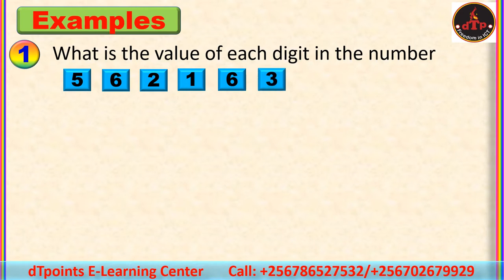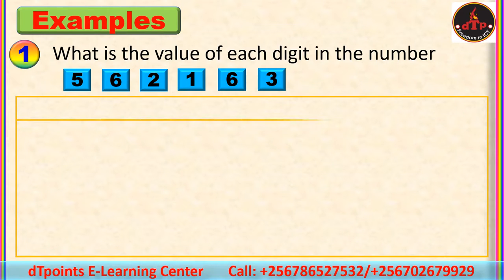Now our number is 562,163. That's our number. They are saying, what is the value of each digit in the number? They are telling us to give the value of each digit. And we are saying, before you give the value, you need to know the place value. It is the place value which leads you to finding the value of the digit.